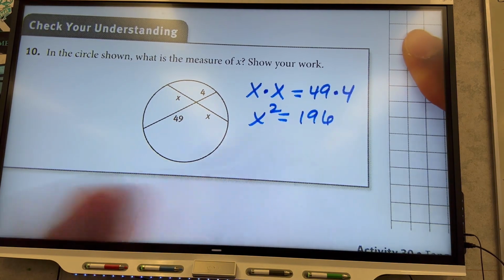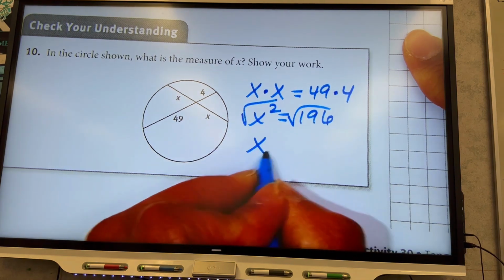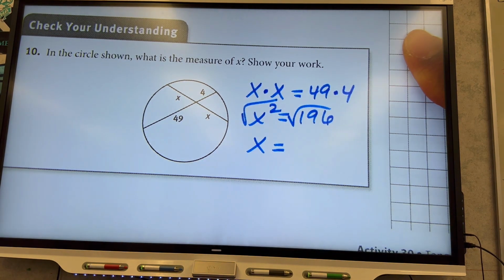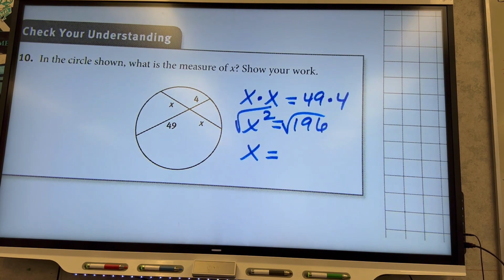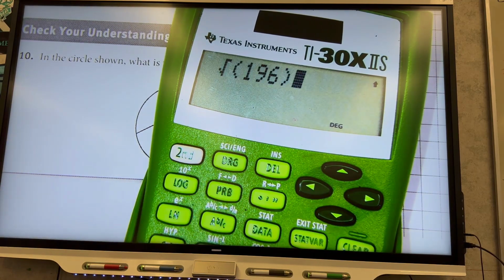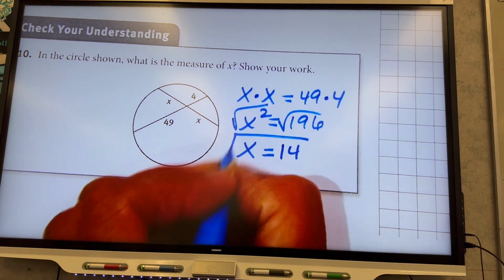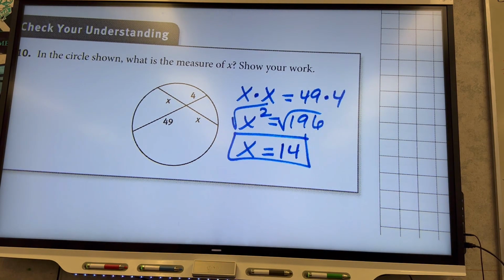What's the next step? Square root it. What does x equal? It is a perfect square. Anyone know it? No? Can you make me grab my calculator? Is it 4? No. What's 4 times 4? 16. So it's definitely not 4. It's 14. So x equals 14. And that's how you're going to do some of the problems on your homework as well.